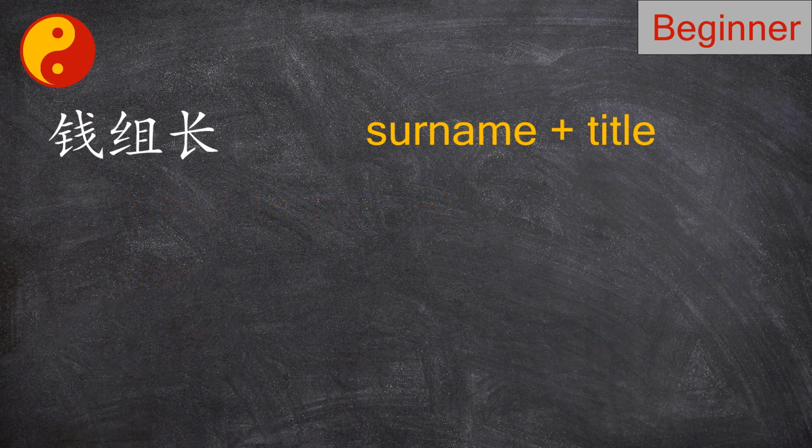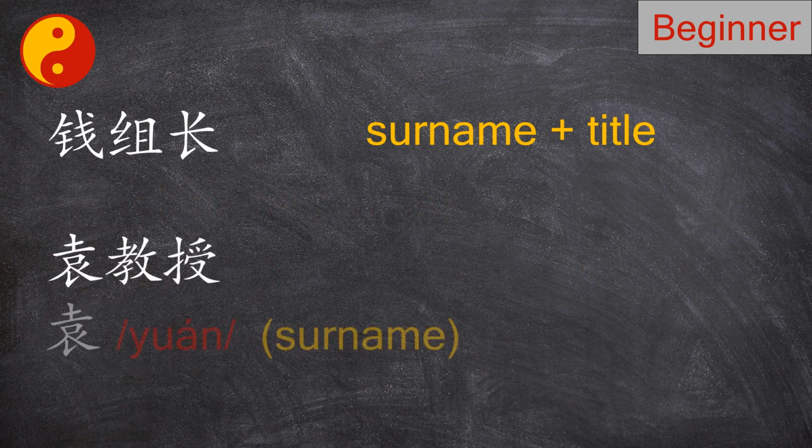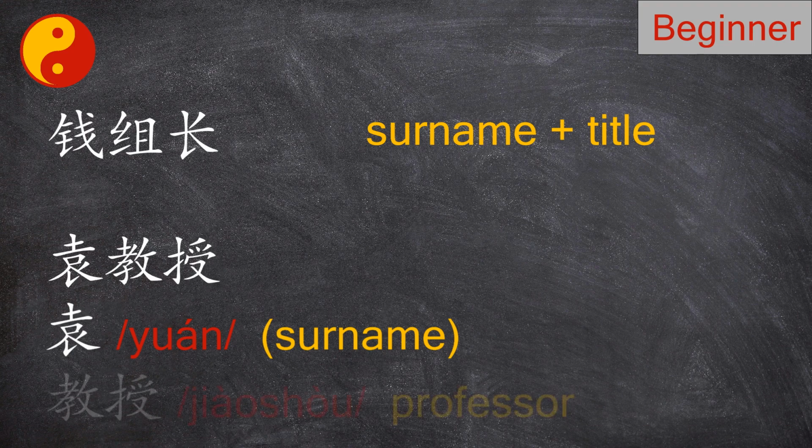Another example in the video. 袁教授. Yuan is the surname. 教授 means professor. So, 袁教授 means Professor Yuan, a professor whose surname is Yuan.